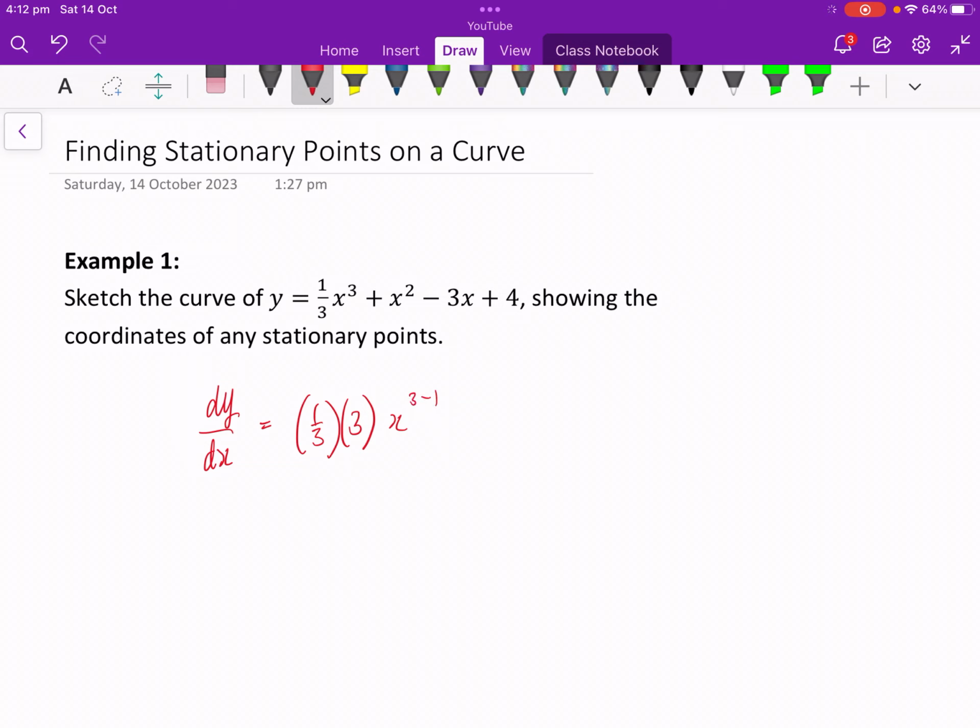3 take away 1, because you take 1 away from the power, plus 2x to the power of 1, or just 2x. Take 3, and of course, if there's a constant, if you differentiate it, it becomes 0. So we're not putting it on the end. Let's break this down a bit further, make it nice and neat. Those cancel out, because 1/3 times 3 is 3/3, which equals 1. So that's why I can do that nice and easy. 3 take 1 is 2, so it becomes x squared plus 2x take 3. So this is what we call the gradient function.